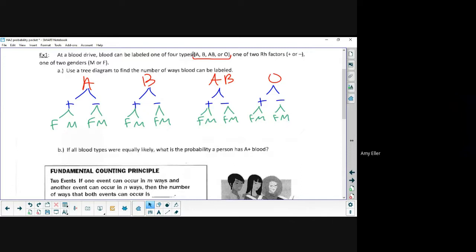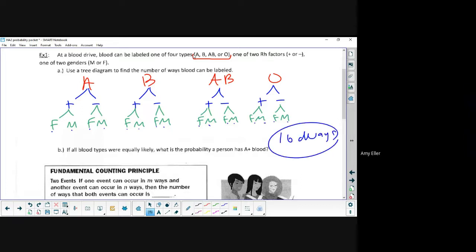So we're using our tree diagram to find the number of ways blood can be labeled. So how many ways could a unit of blood be labeled with a sticker on it? You just count the outcomes: 1, 2, 3, 4, 5, 6, 7, 8, 9, 10, 11, 12, 16 ways.